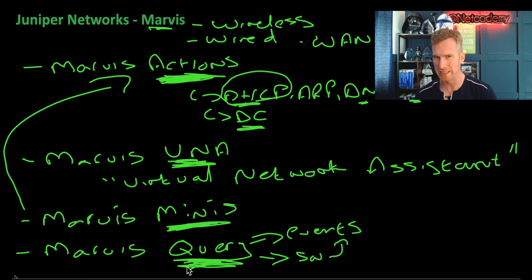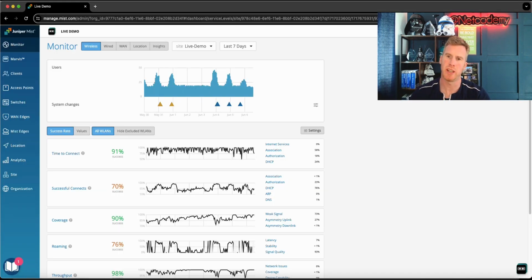Enough of me talking, let's now go on the UI, and you will see for yourself why I said at the beginning why this is powerful and why this is unique. And here is the user interface on the Mist solution. Now, the first thing I'm going to go through is the Marvis VNA, the virtual network assistant.